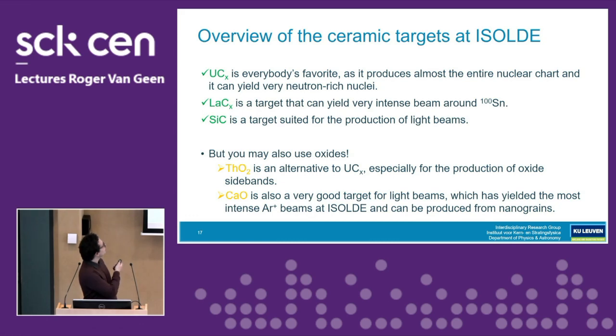So actually, thorium oxide is one that can be used as well, as sort of a replacement for uranium carbide, especially if you want to produce something that is already in an oxide form. Well, you have plenty of oxygen in there. And calcium oxide, I mentioned here, although he's not in the room today, many of you will know João Pedro, and actually his PhD thesis was the design of a nanoscaled calcium oxide target with which they were able to produce the most intense and sustained beams of radioactive argon ions from the nanograins.